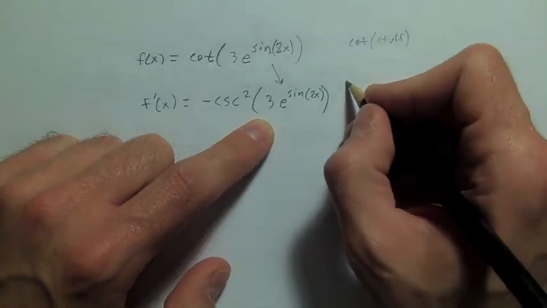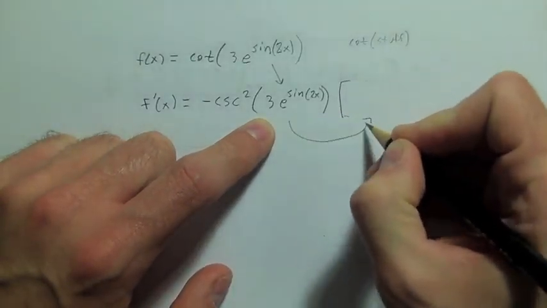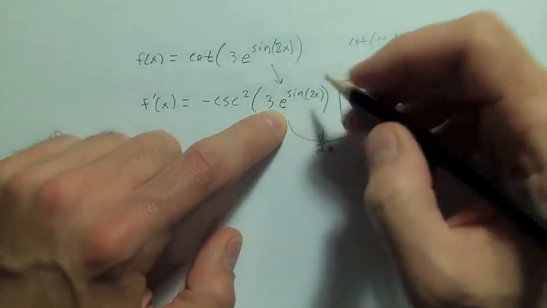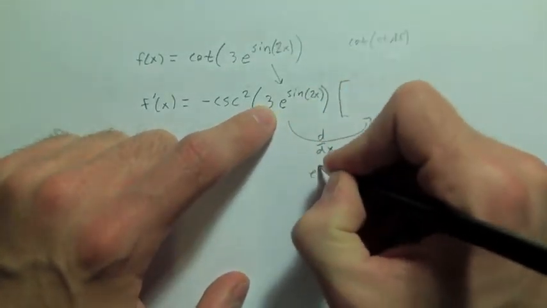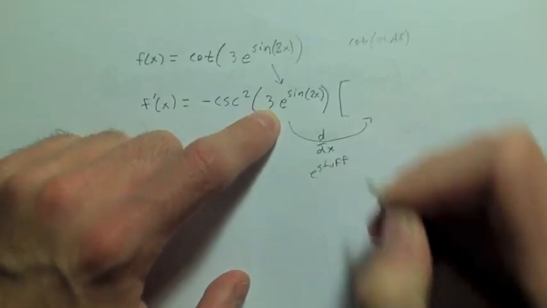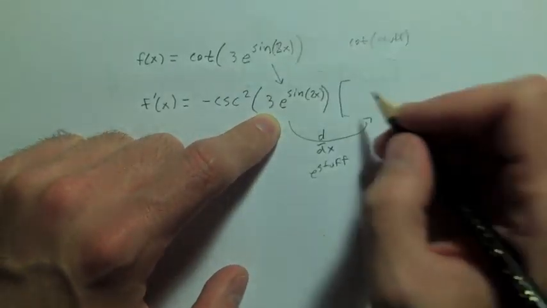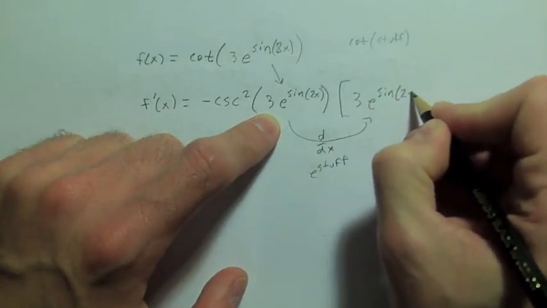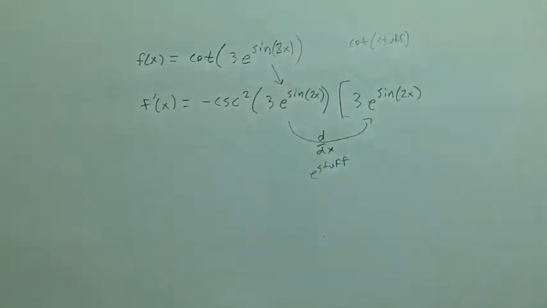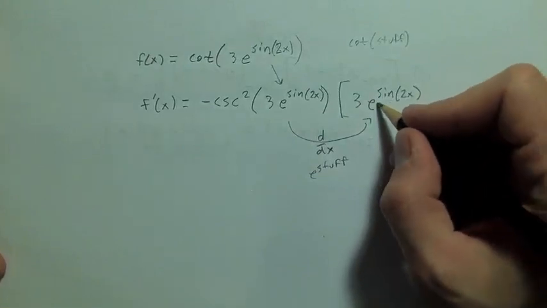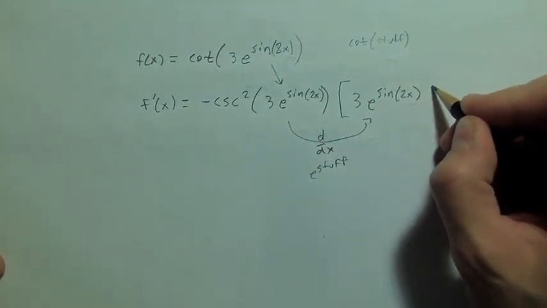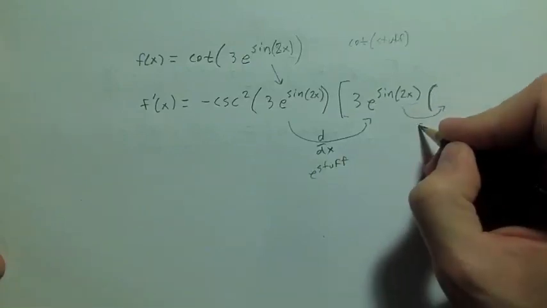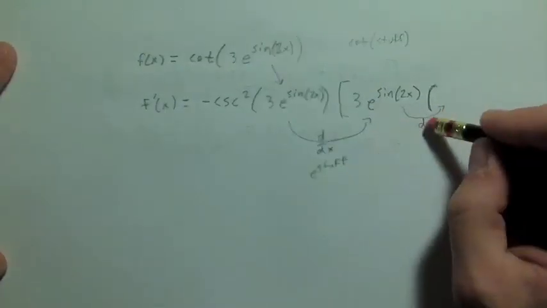And now here I'm going to put the derivative of the inside. So the derivative of the inside will have 3e to the stuff. So this is an e to the stuff case. So the derivative of e to the stuff is just itself, times the derivative of the inside. So now I'm going to put it in parentheses.